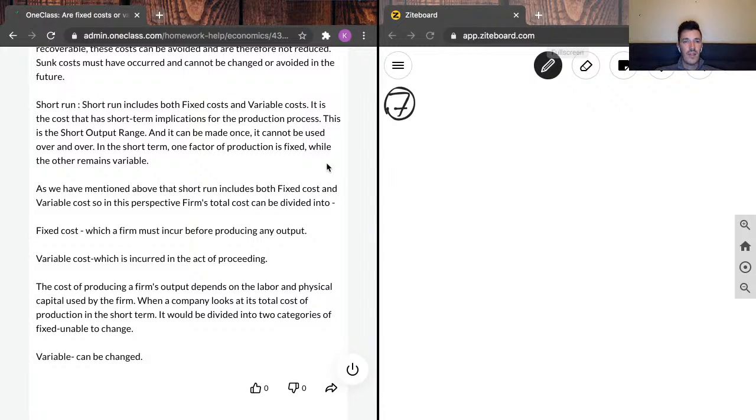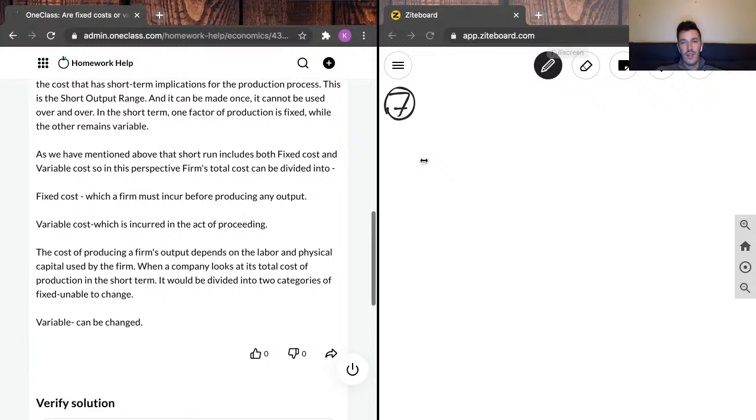So in this perspective, a firm's total cost can be divided into fixed cost, which a firm must incur before producing any output, and variable cost, which is incurred in the act of producing. The cost of producing a firm's output depends on the labor and physical capital used by the firm. When a company looks at its total cost of production in the short term, it would be divided into two categories: fixed, unable to change, and variable, can be changed.